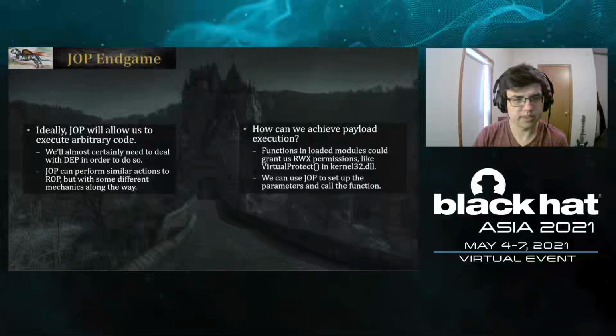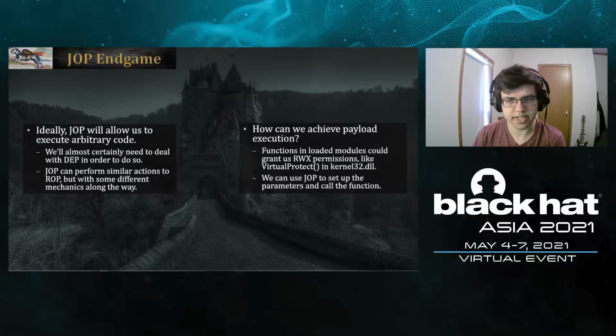Our end goal with JOP is to execute shellcode, of course, and we're going to need to deal with DEP in order to do that. So in order to defeat data execution prevention, we will use something like VirtualProtect in order to grant permissions to execute shellcode. And then JOP's role is setting up our parameters and calling that function to do so.